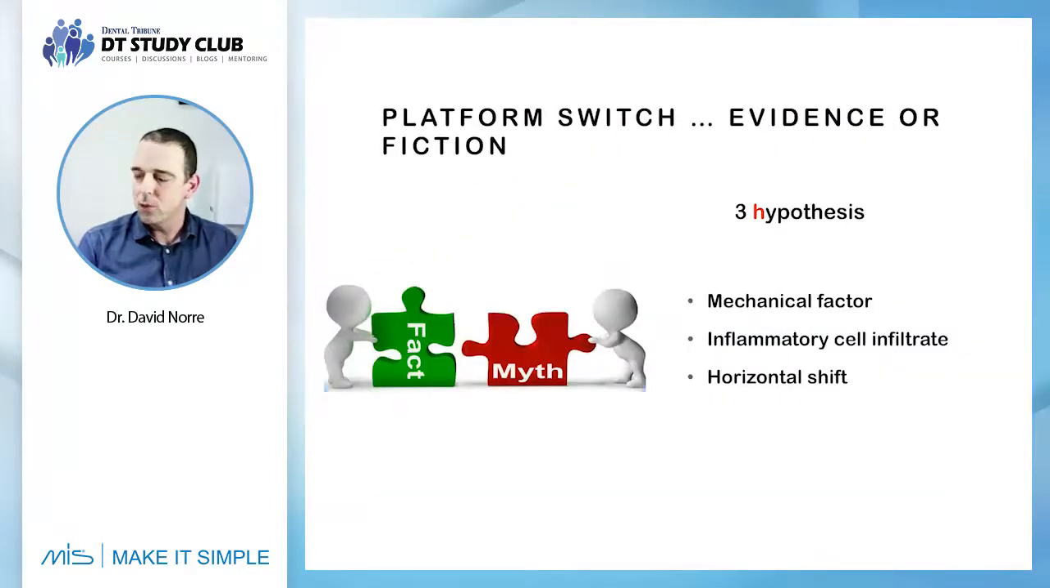But why is it? Do we know why? Because platform shift is nothing new. It's already more than 30 years old. The first one was given by III. They had a wide implant, but they didn't have the mechanical and the prosthodontic parts to match the wide implants. You have in fact three hypotheses about abutment and platform shift. The first one is a mechanical factor. The inflammatory cell response is the second one. And the third one is a horizontal shift.